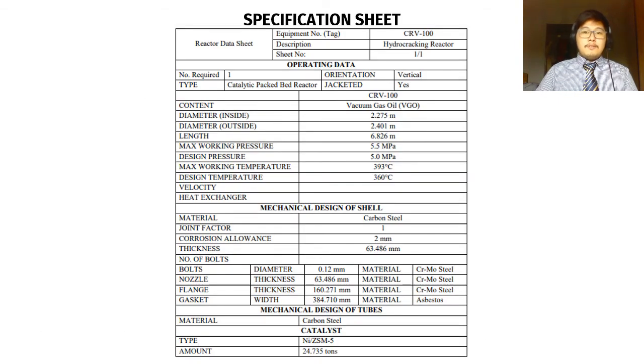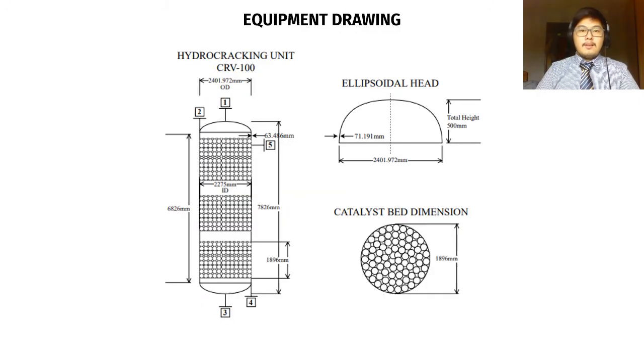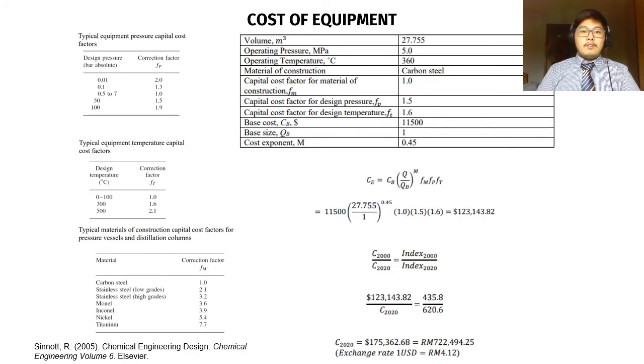The calculations performed previously are all inserted into this specification sheet. This is the drawing of the major equipment, the hydrocracking unit, along with its dimensions that have been calculated previously. For the cost of the equipment, it is calculated based on the given formula.